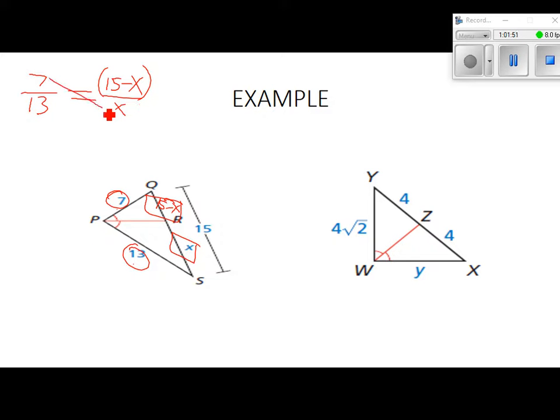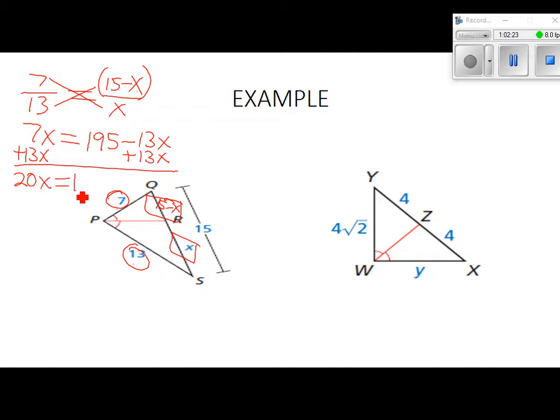Cross multiply, what's that give me? 7x. Cross multiply here. Let's go ahead and do the distributing. When we distribute, what's 13 times 15? 195. What's 13 times the negative x? Negative 13x. Now what? Add 13x, get all the x's on one side, add 13x on both sides. 20x equals what? 195. Now what? Divide by 20. Is 20 going to go into 195 evenly?